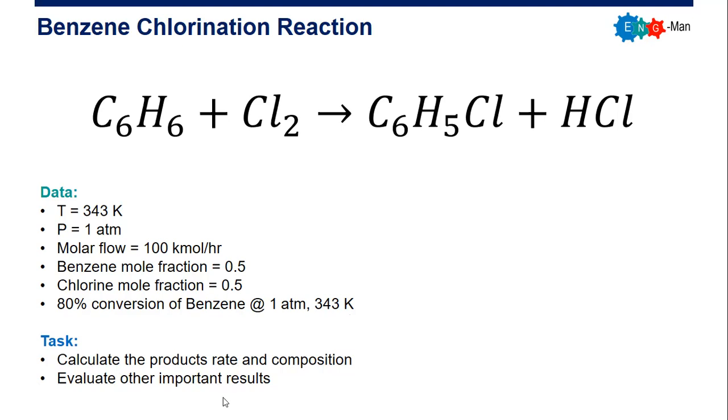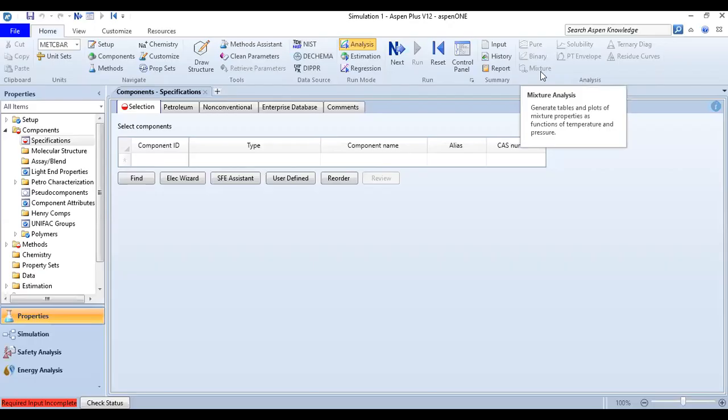Okay, so we will run the simulation. We will perform the simulation of the reaction using Aspen Plus. So from here, we will go to the Aspen Plus. All right, so let's go. All right, so we are now inside the Aspen Plus. You can see here from our tree, we have set up.